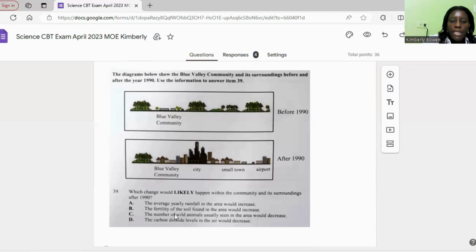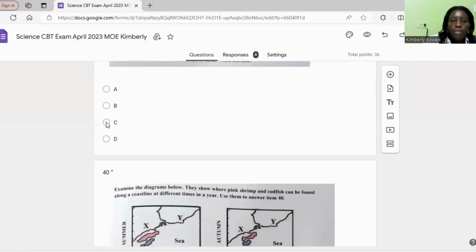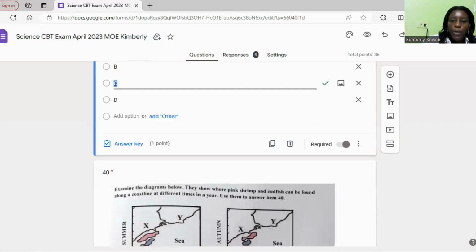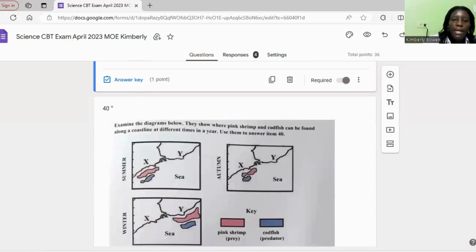The answer is C. The number of wild animals usually seen in the air would decrease because there's less greenery. If we look at it, we can see only one building before 1990, and then after 1990 we had huge urbanization here, and we see only one patch of trees. Correct answer C. Let's move on to the final question of this paper.